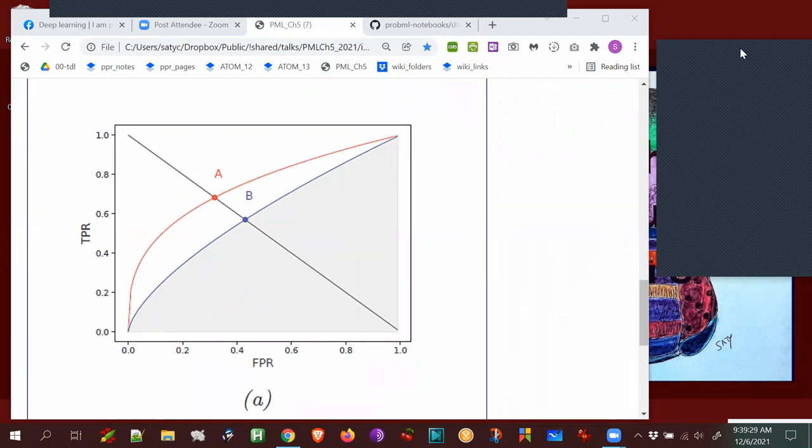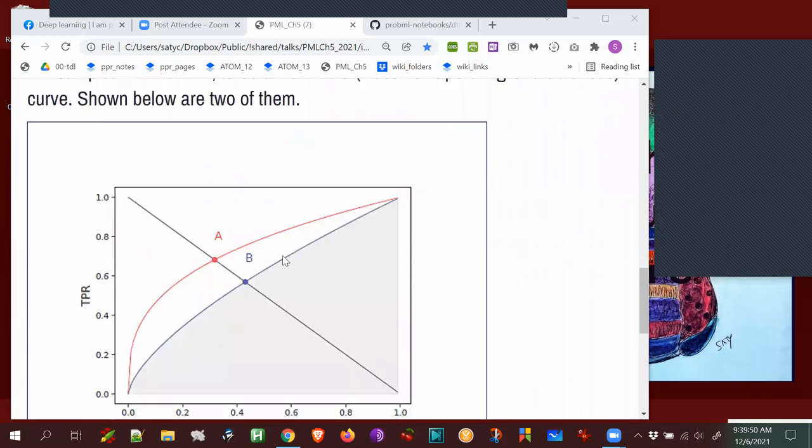Right, so in this case, curve A is going to be a better model than curve B. Another way of saying that is look at the area under the curve, which is called AUC. So AUC for B, the blue curve, is smaller than the AUC for A. That tells you that A is a better model than B. And there's another measure as well, which I'll show in a minute.